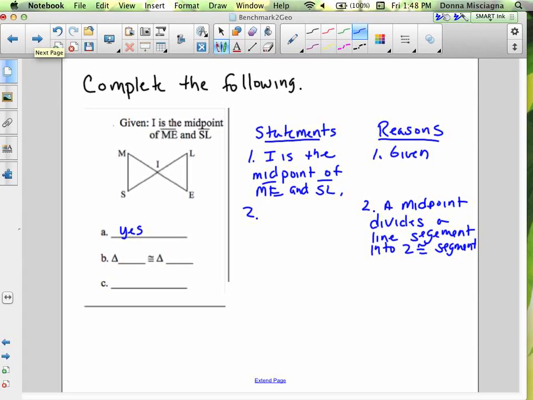All right, so that means, so it's a midpoint for ME. That means that MI is going to be congruent to EI. And it means SI is going to be congruent to LI.